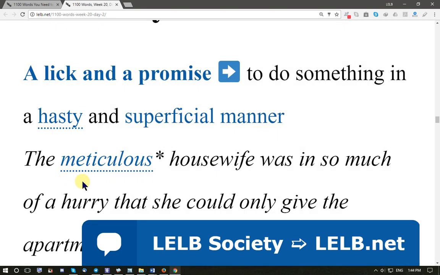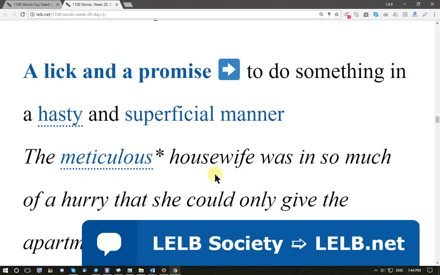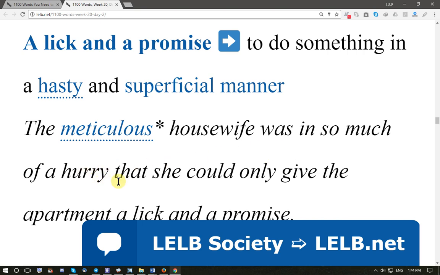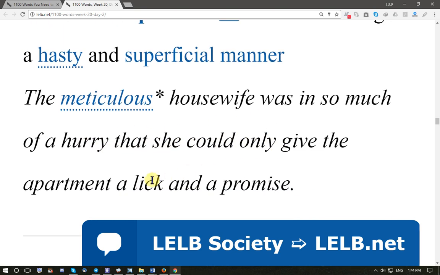The meticulous housewife was in so much of a hurry that she could only give the apartment a lick and a promise. So meticulous means careful, fastidious, scrupulous. The housewife was in a hurry, so she could only give the apartment a lick and a promise. For example, she could not take care of the apartment accurately and completely. She couldn't be perfect about it.